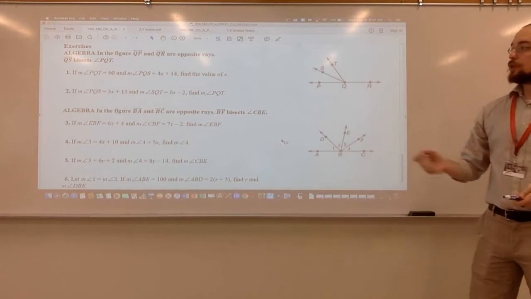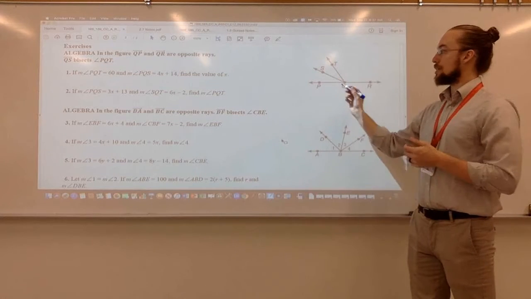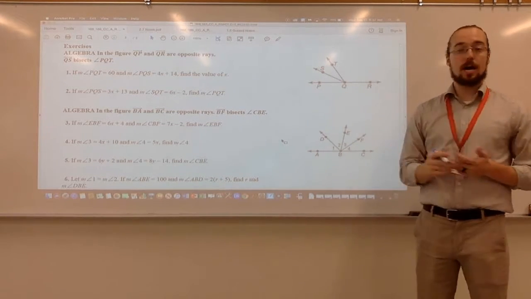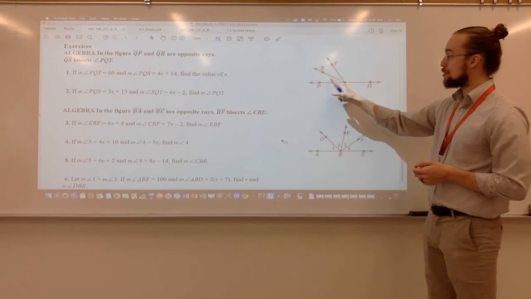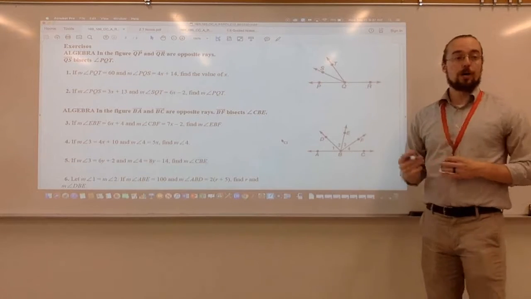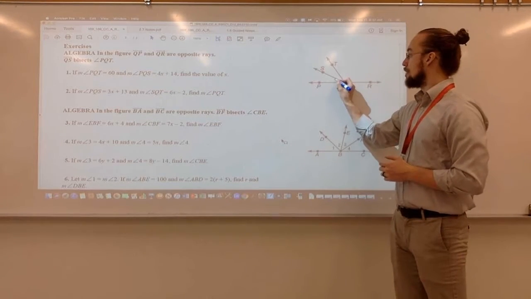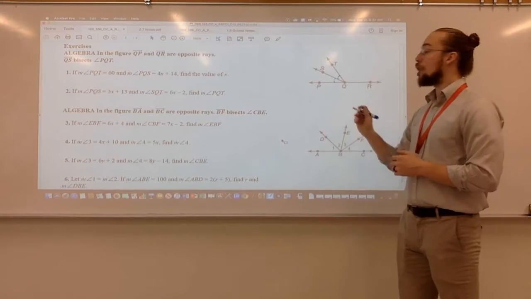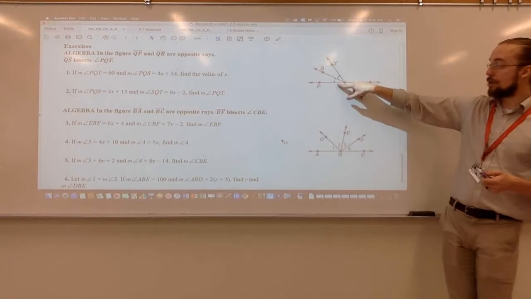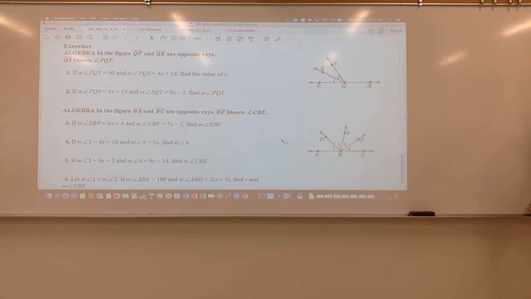Then it tells me that QS, so this ray right here, bisects angle PQT. So that means it cuts it exactly in half, right? That means that these two angles would be the same. To denote that on a diagram, okay, we're going to see this for the rest of the year, we can put the same number of arcs inside of those two angles. So if I put one arc in each of these angles on the diagram, that tells me they're the same.